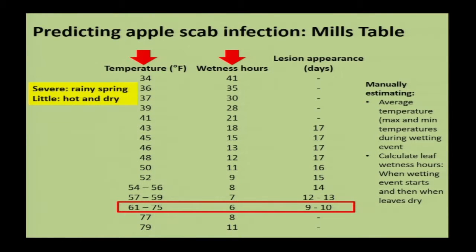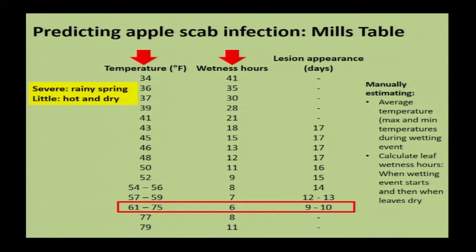So the question is, what are those disease conditions? What do we have to be on the lookout for? It's dependent on temperature and leaf wetness. You can have apple scab infection occur as low as 34 degrees as long as you have almost 2 days of leaf wetness. However, during early spring, mid-spring, May time, if the temperatures average between 61 to 75 degrees, and you have at least 6 hours of leaf wetness, that can be enough to trigger an infection event.